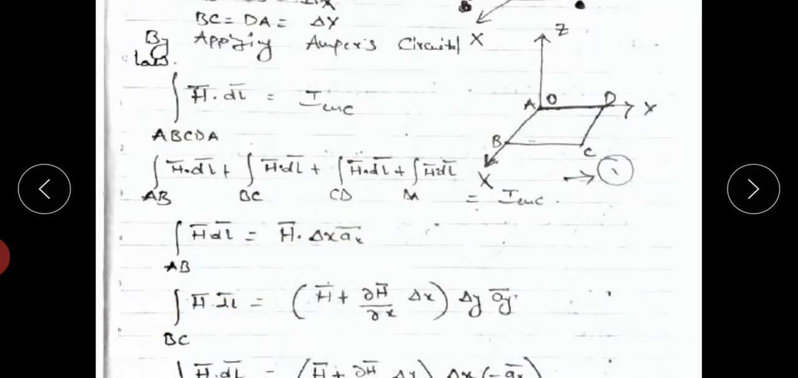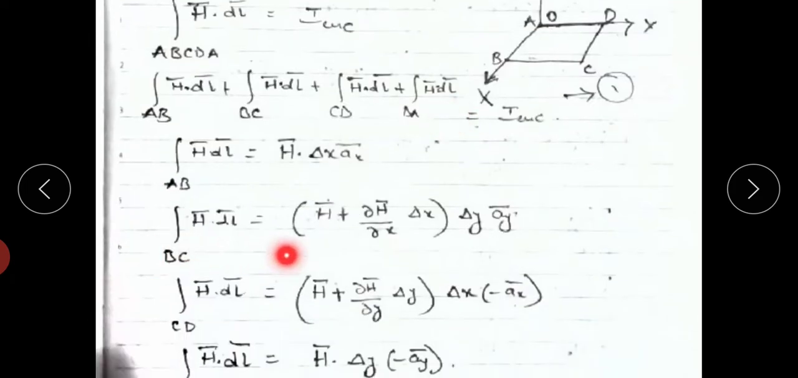Next, the BC side. The BC side is on the XY plane, so it has an X component and a Y component. BC is parallel to the Y axis, so it has a Y axis component. Also, BC is displaced from the Y axis along X, so it has the X component too. So the integral over BC of H bar dot dl bar equals H bar dot delta Y into Ay bar, this is the Y component, plus dou by dou x of H bar into delta X, into delta Y into Ay bar, this is the X component. So the integral over BC of H bar dot dl bar equals H bar plus dou by dou x of H bar into delta X, dot delta Y into Ay bar.